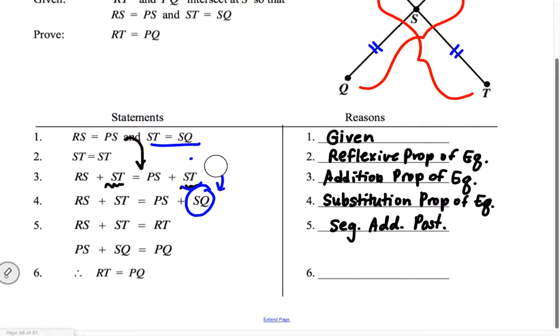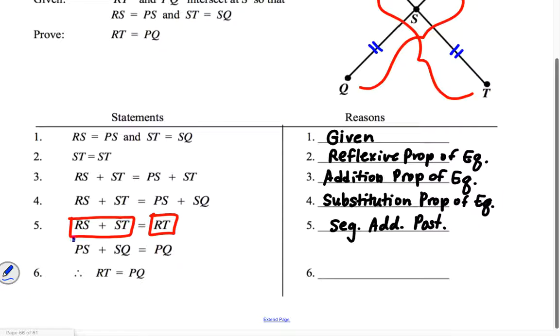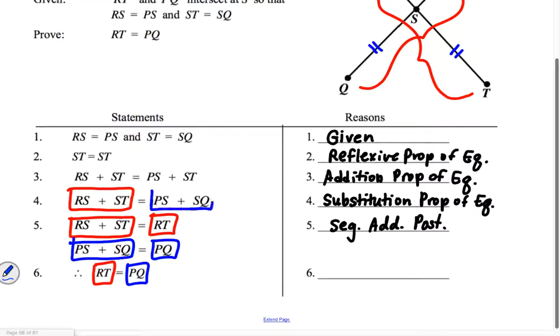So what's the reason? Why do we think they're equal? So let's look. RS plus ST is equal to RT. PS plus SQ equals PQ. So we're trying to say that red is equal to blue. Well, let's look for more red. We had red here. PS plus SQ, what's that? That's the blue, right? So we're substituting this in for that, and we're substituting this in for that. Does that make sense? So we have substitution property of equality.